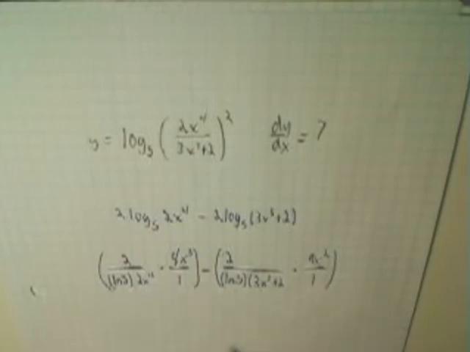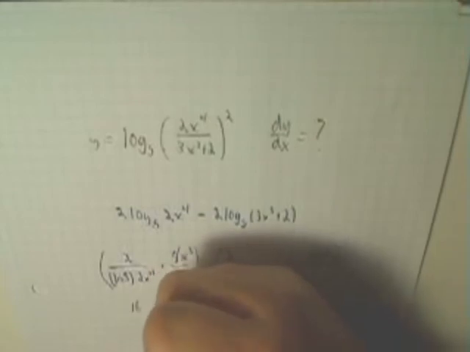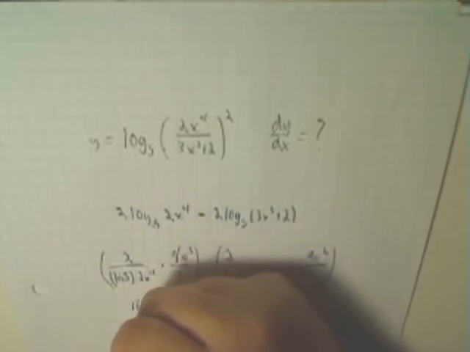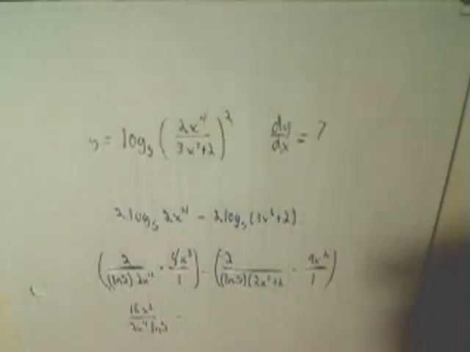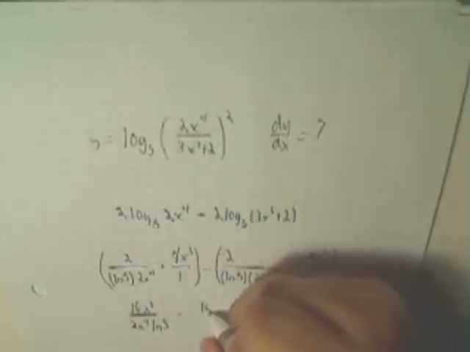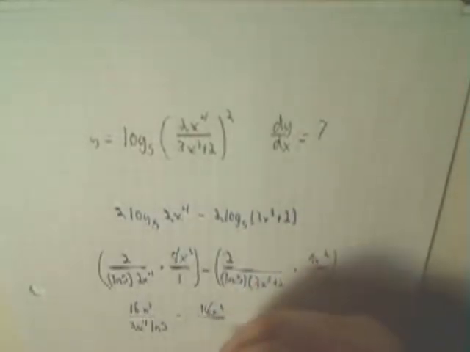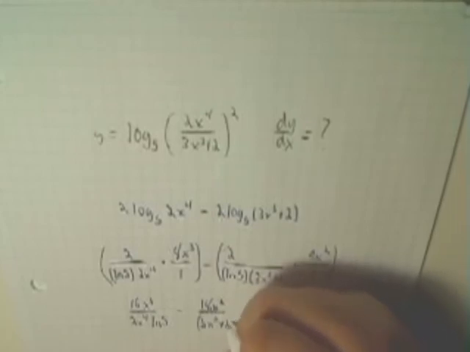Multiply the fractions together. You end up with 16x to the third all over 2x to the fourth ln of 5 minus 18x squared all over 3x to the third plus 2 ln of 5.